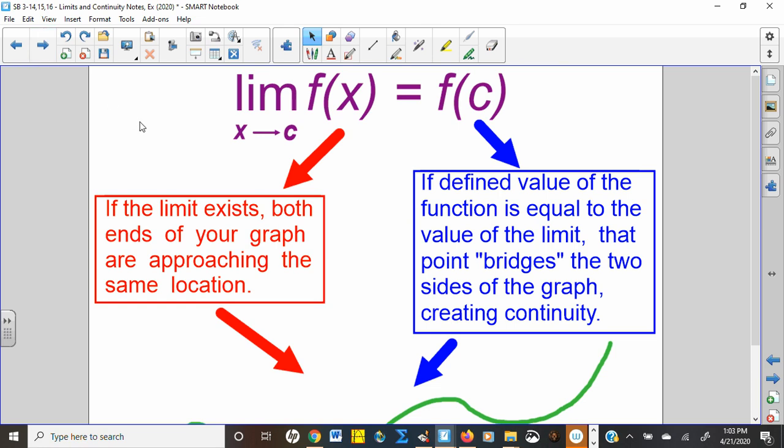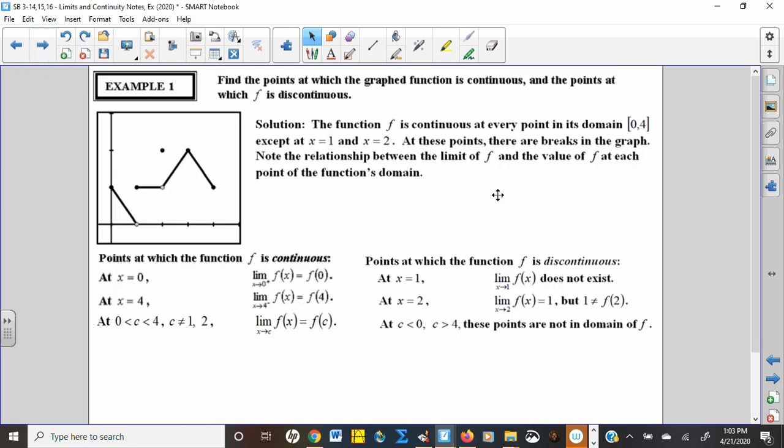Limits exist at all continuity points, right? But not at all discontinuity points. Sometimes they exist, sometimes they don't, and that's where we spend a lot of time talking about the different types of discontinuities, and we're going to review that again today, right? So going back to example 1 now, we can really break this down.